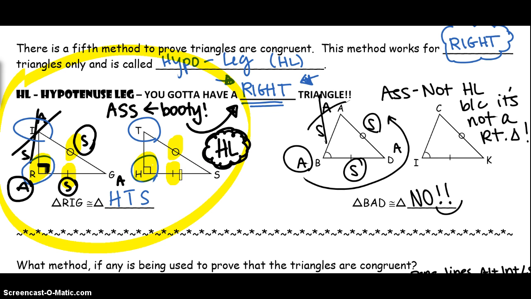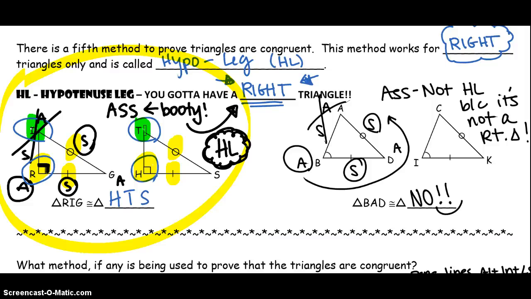However, T and I go together, correct? But they're not marked. Well, we said that the 2 triangles are congruent, right? So if the 2 triangles are congruent, then T and I are also congruent. Okay? That's CPCTC.